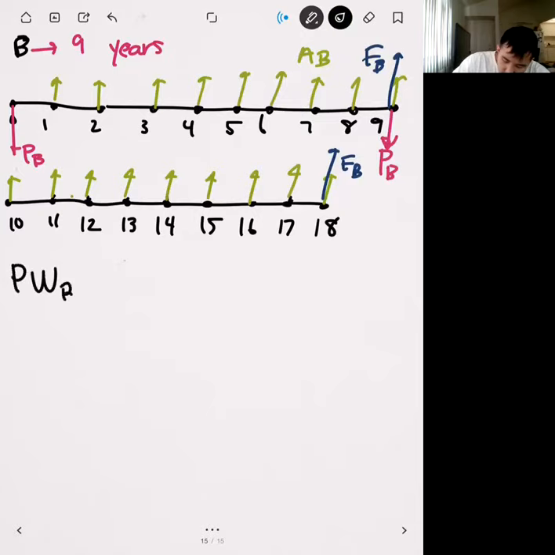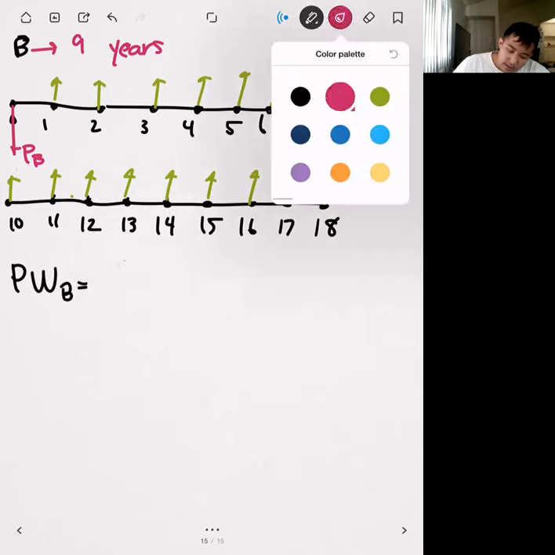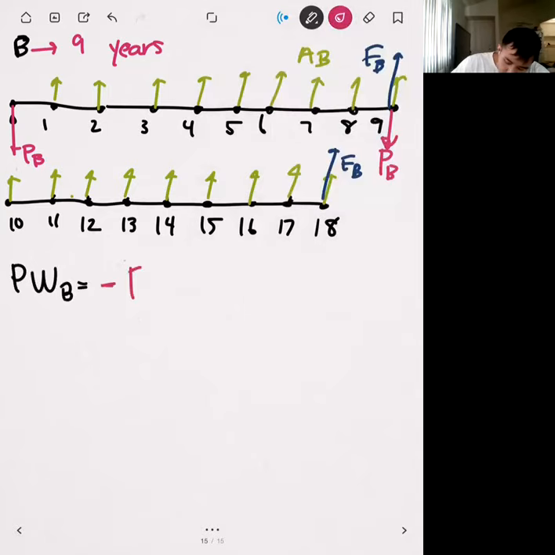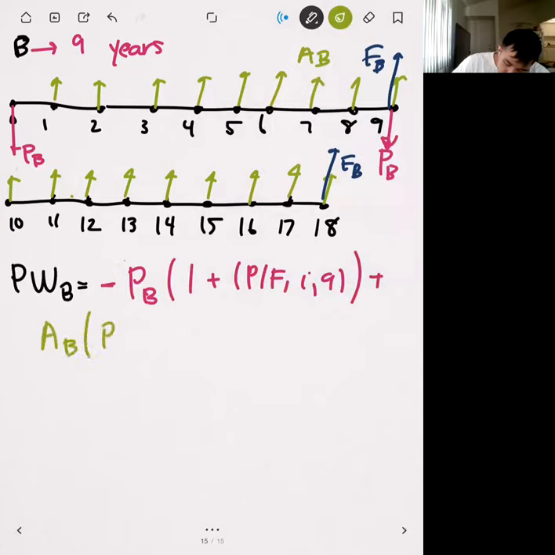And so this is going to follow the same process, right? And so first, let's consider our costs. So we have a minus PB, and this occurs twice. This occurs in year 0, so we don't need to do any conversion, and then it occurs again in year 9. So we have P over F, I, 9, plus our uniform series. So we have AB, and this is P over A, I, 18, because it lasts for all 18 years.